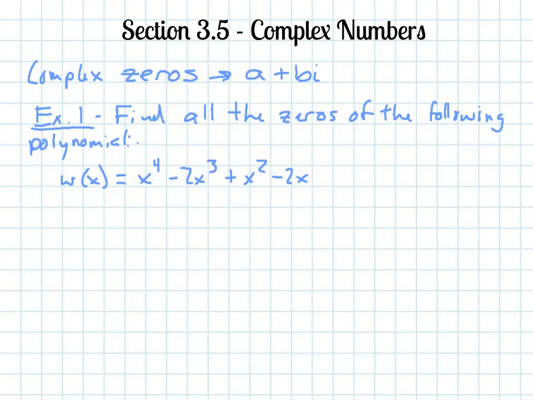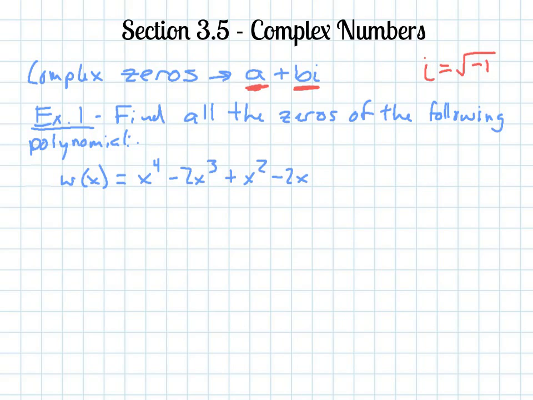Today's lesson, section 3.5, is about complex numbers. A complex number has a real part, which is the a, and an imaginary part, which is the bi. The i is what makes it imaginary. Remember that i is equal to the square root of -1. So when we have polynomials, sometimes we'll have complex zeros in them as well.